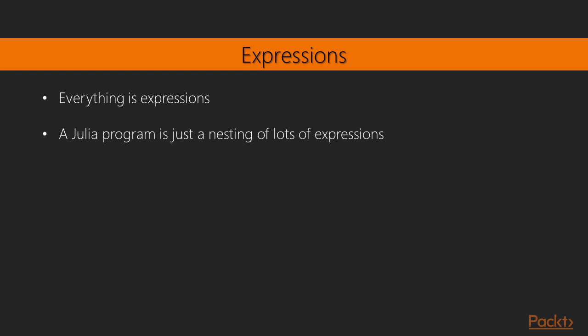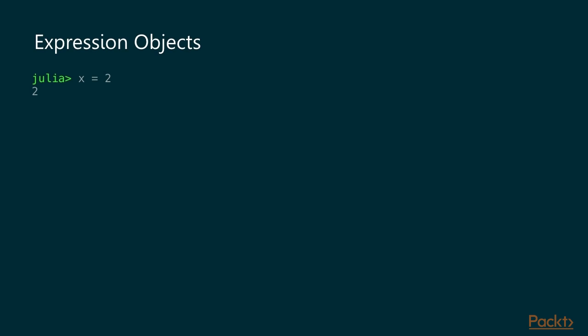So expressions in Julia are everywhere. Everything is an expression. A Julia program is really just a large tree of nested expressions. So let's look at these expression objects. We're going to put in some values and some variables. I'm just going to show you. So this is a regular expression, right?